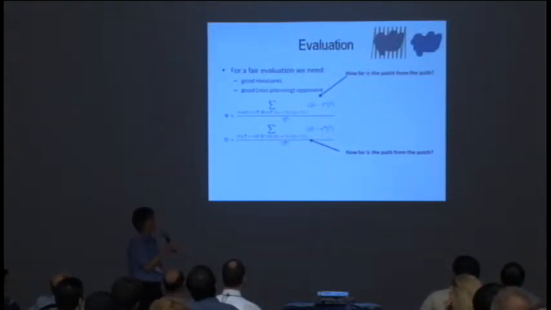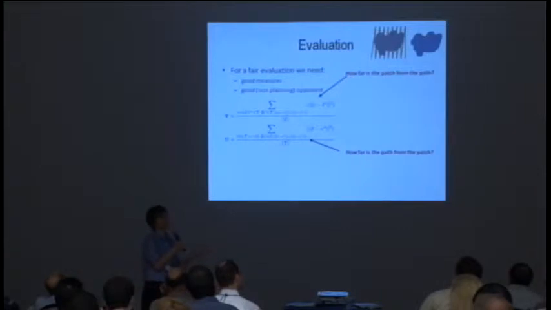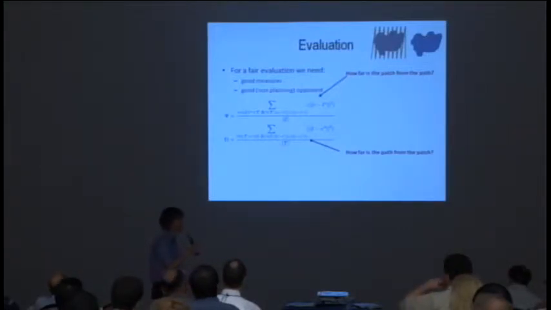However, it would get a bad score for the how far is the path from the patch metric, because all the points inside the patch that are not crossing the edge would be considered far from the patch edge, and therefore that score would be bad.